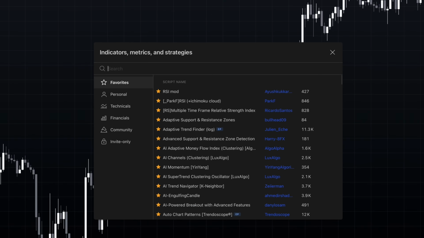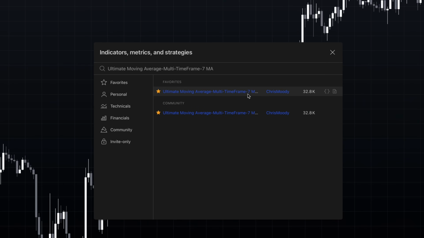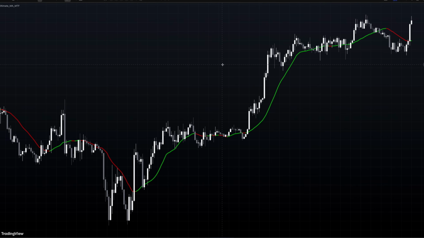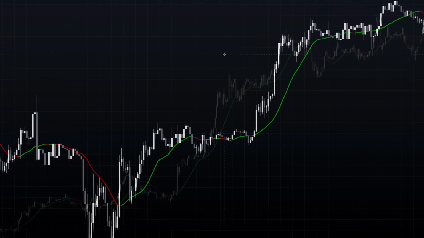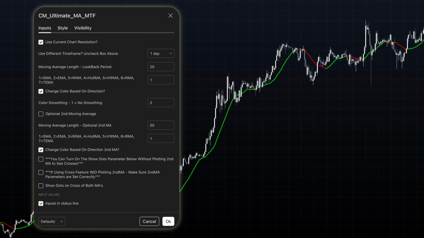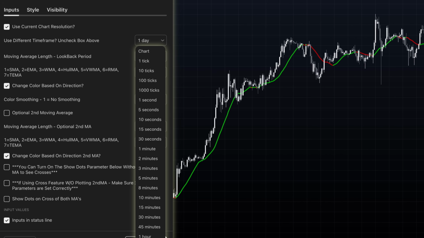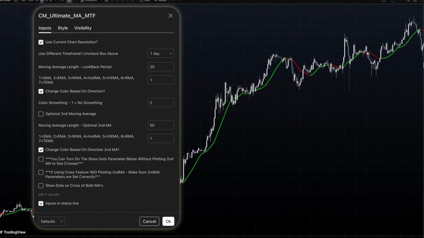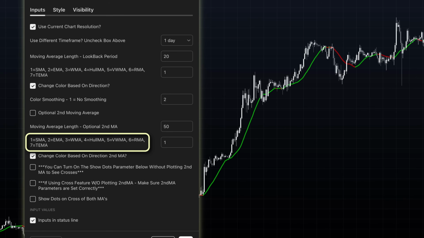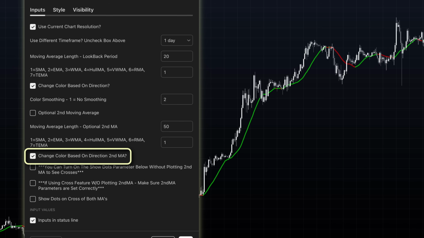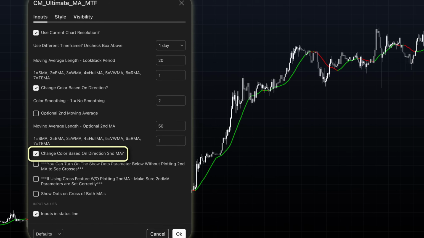Created by Chris Moody, the Ultimate Moving Average Multi-Time Frame 7 MA Types indicator offers a comprehensive moving average solution with multi-time frame capabilities. It plots customizable moving averages that can display on the current chart time frame or be calculated from higher or lower time frames. The system supports 7 different moving average types, including SMA, EMA, WMA, Hull MA, VWMA, RMA, and TEMA, with options to display directional color changes and smoothing parameters for visual clarity.